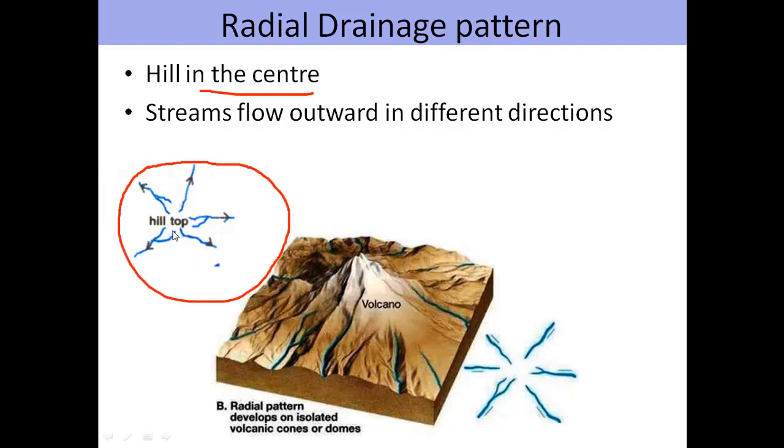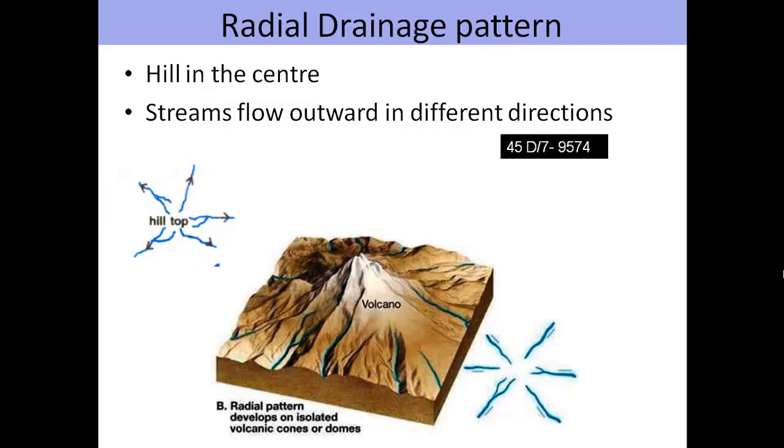In the top view, the streams originate from the top and flow towards all directions. Such streams originating from all directions, shown on a topographical map either in black or blue color, represent a radial drainage pattern. You can check this particular drainage pattern in 45D7, 9574.